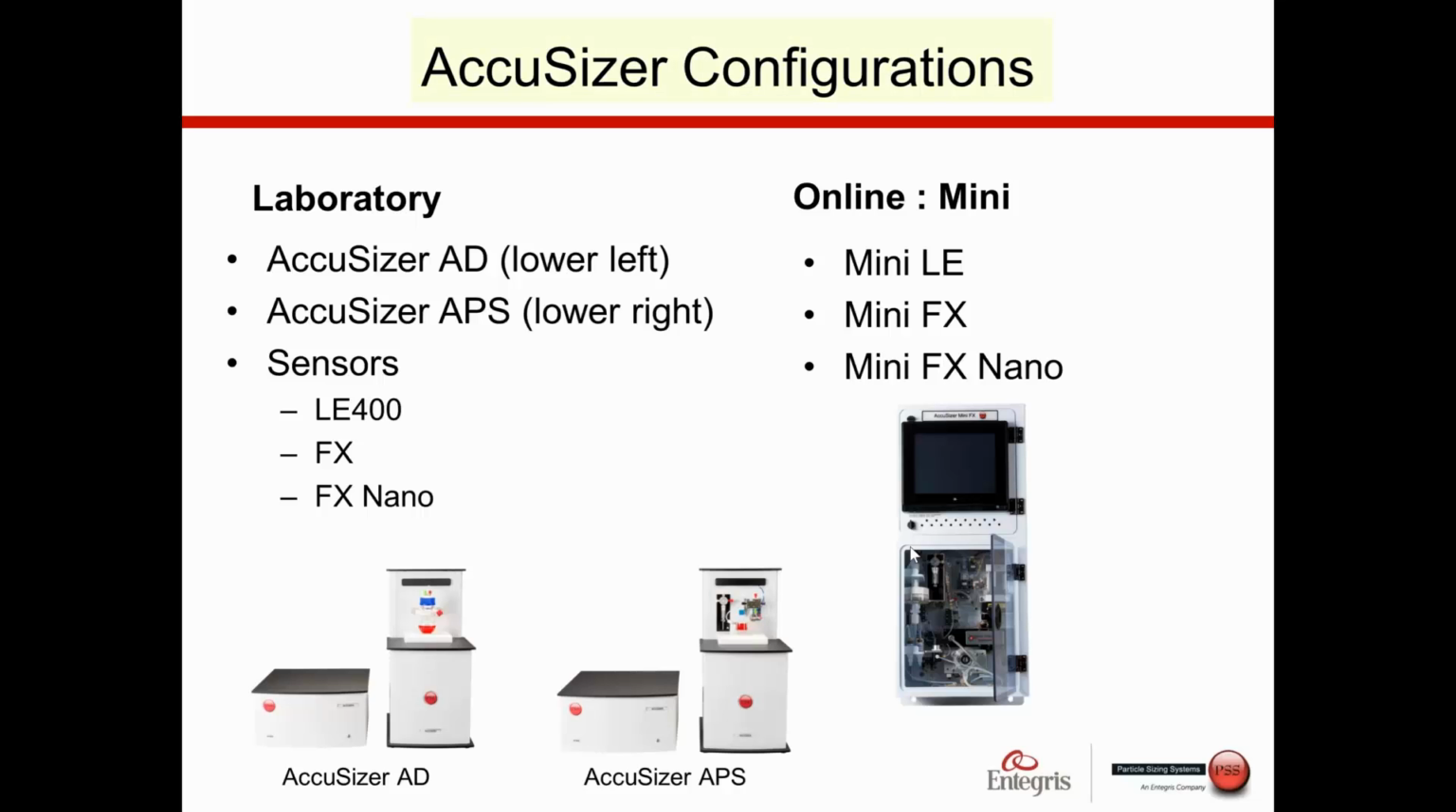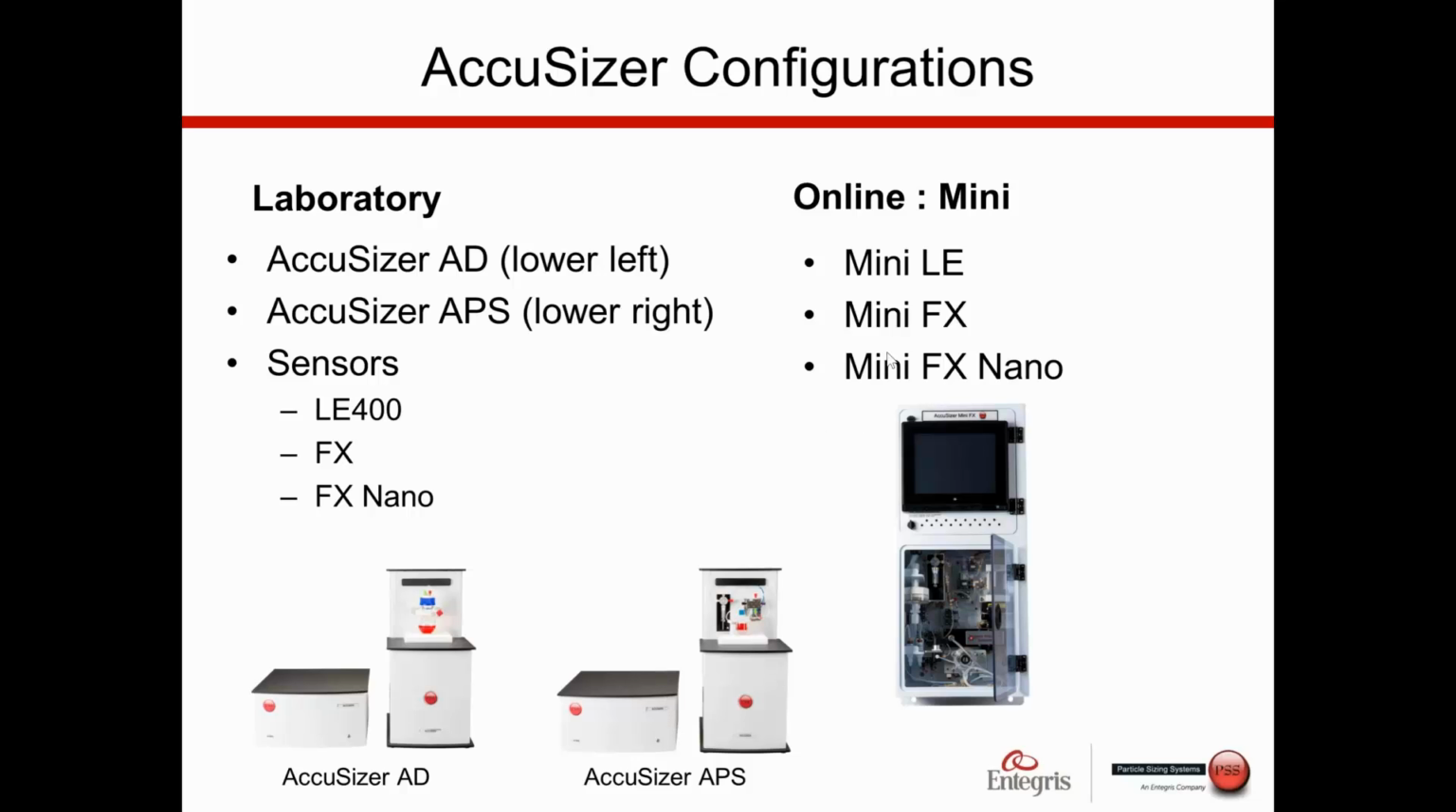We have several configurations for the AccuSizer. It's used both in the laboratory and online. In the laboratory, I show two systems here. On the lower left, the AccuSizer AD, and then here you see the AccuSizer APS. These basically have dilution systems that automatically dilute your sample and then pass them through the sensor, and we have a selection of sensors we'll talk about today, including the LE400, the FX, and the FX Nano. So we match the sensor to the fluidics depending on the concentration of the sample we need to analyze.